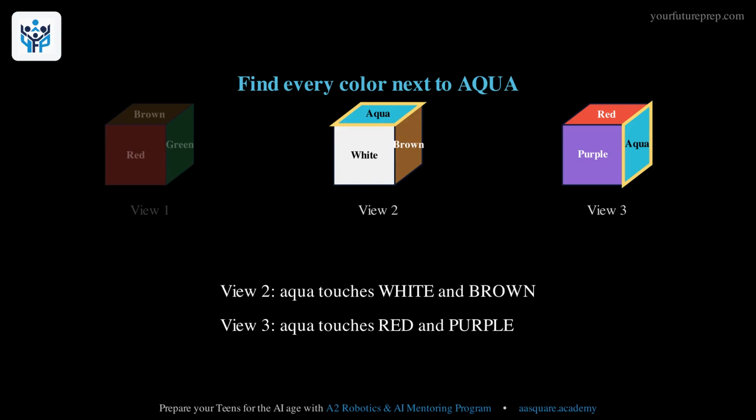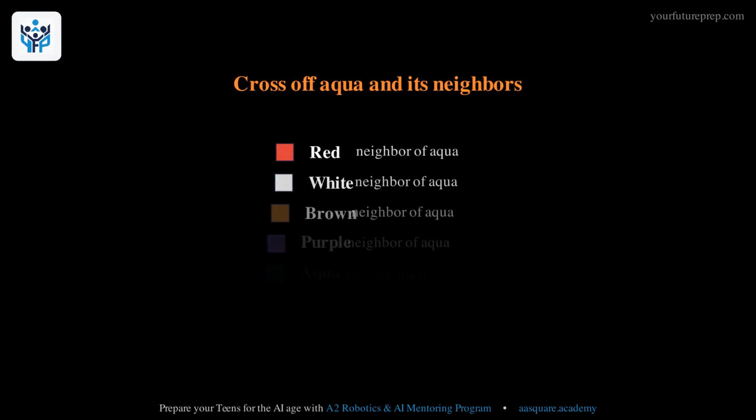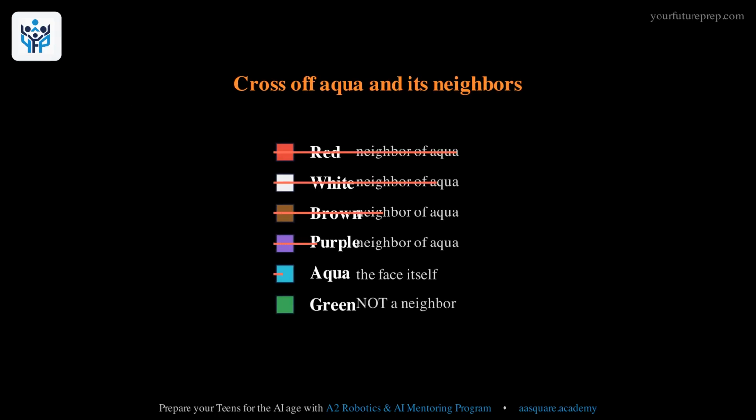Now look at view 3. Aqua is on the right, so it touches red on top and purple in front. So aqua is next to white, brown, red, and purple. 4 different faces. The 6 colors are red, white, green, brown, aqua, and purple.